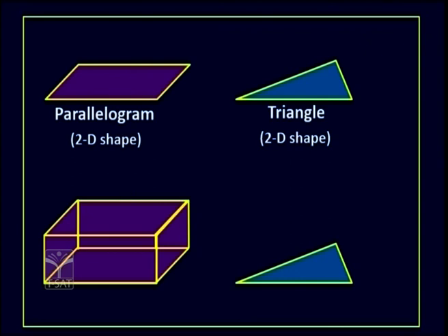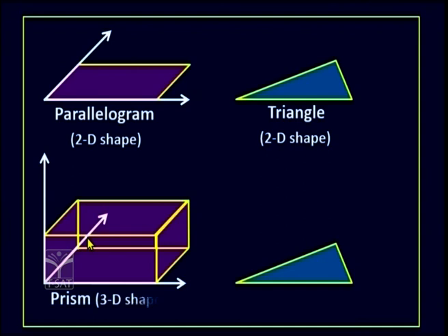Yes, let us understand. A parallelogram has two dimensions. You can see the dimensions with arrow marks here, and the figure below has three dimensions: 1, 2, 3. So, we can call this a 3D shape, and it is a prism.